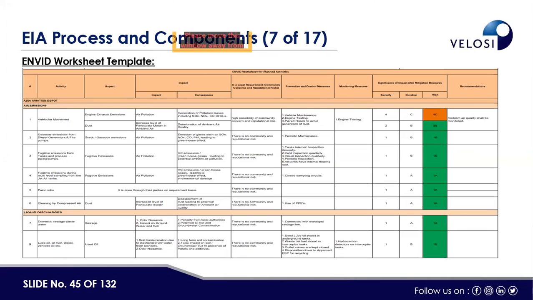Then we have to identify the severity as well. Either it's a 4, there is a particular matrix that we normally use to identify the severity and the duration and accordingly the risk as well. And after all this, if we want to add any recommendation, we can add it in the last column so that the company or the project proponent can implement it during the project.